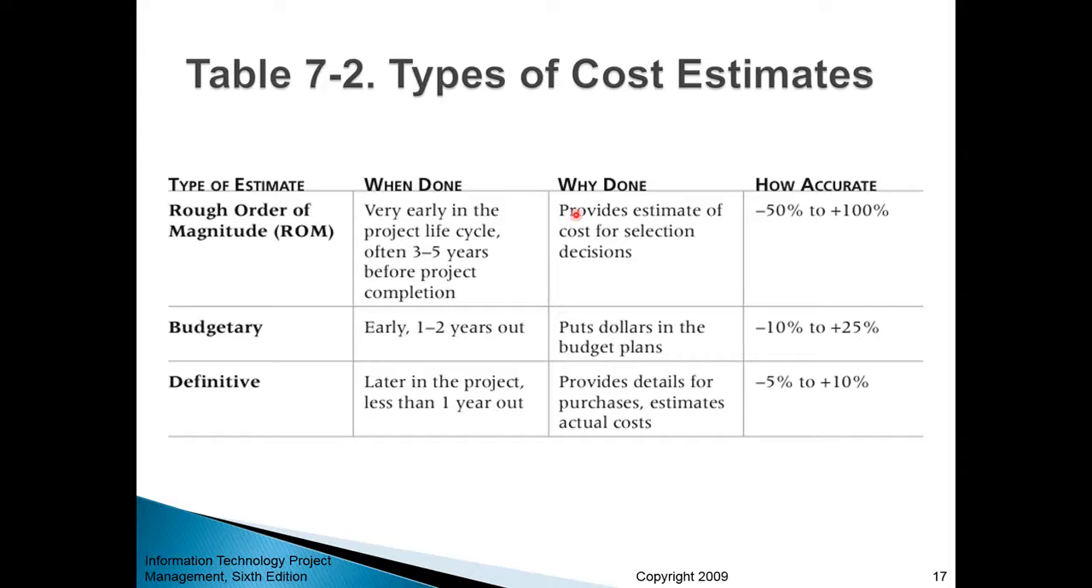In other words, those costs are just rough guidelines for deciding which project will actually be selected or which particular solution will be selected, but it's largely rough estimation so that preliminary decisions can be made. And obviously, those rough order of magnitude estimates are not very accurate. You can have a variance of something to the tune of minus 50% to plus 100%.